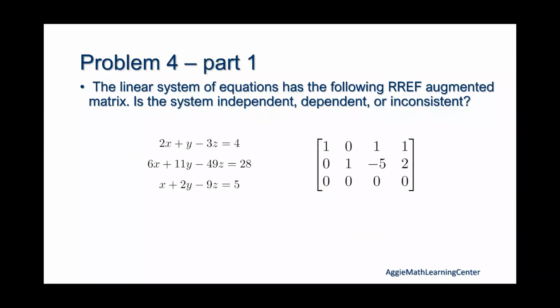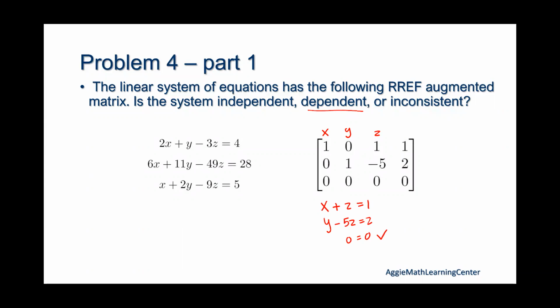Yeah. And then this is our example for when it's dependent. And the reason for that is because if you plug in your x, y, and z right here, you get x plus z equals 1. And then you have y minus 5z equals 2. And then 0 equals 0. So that checks out. We're good.